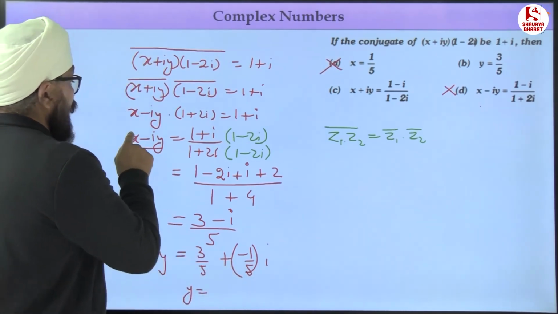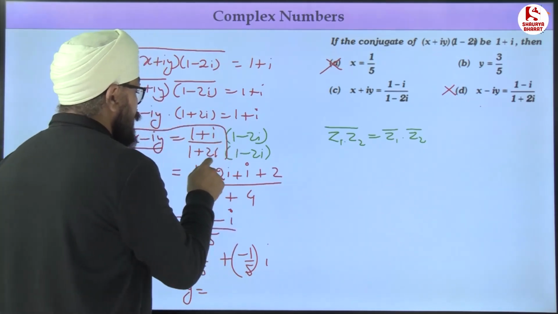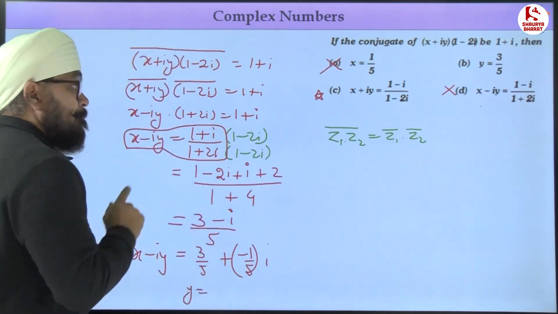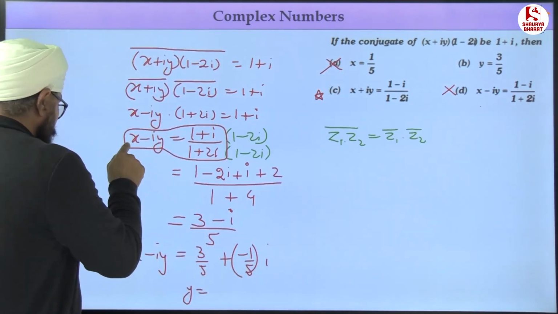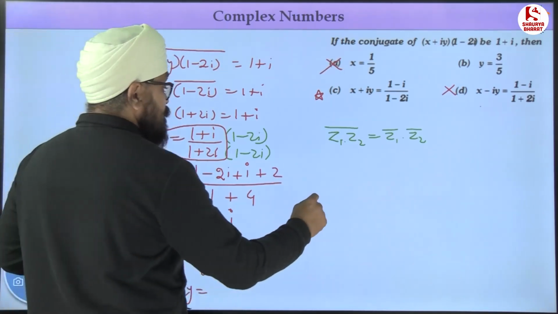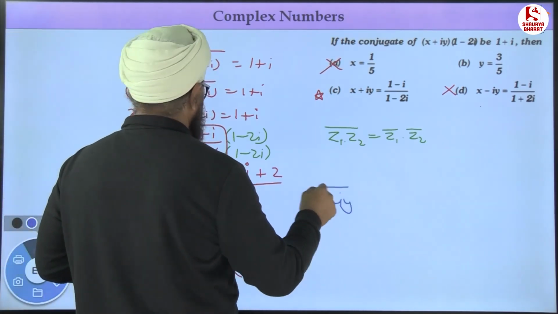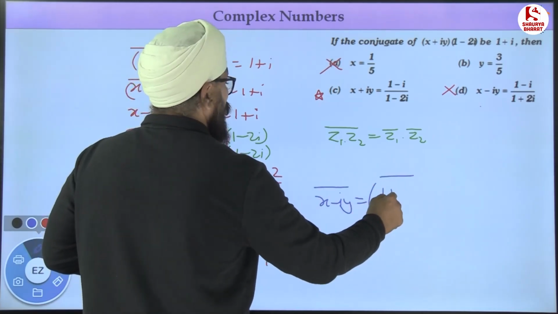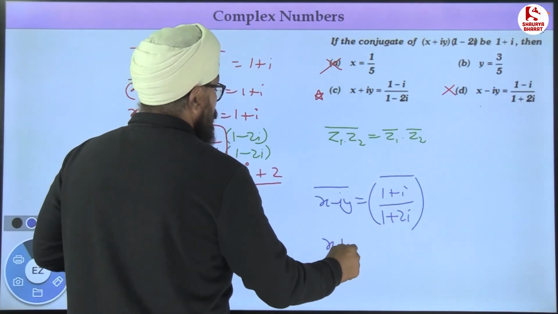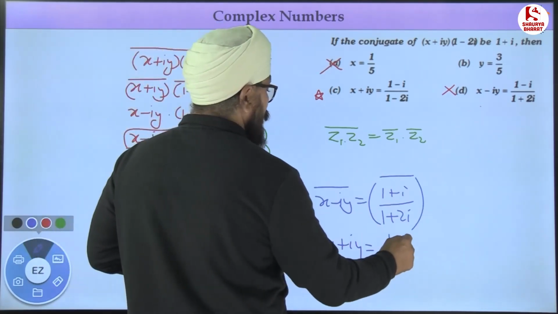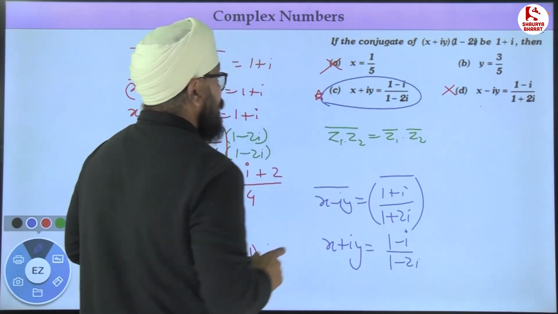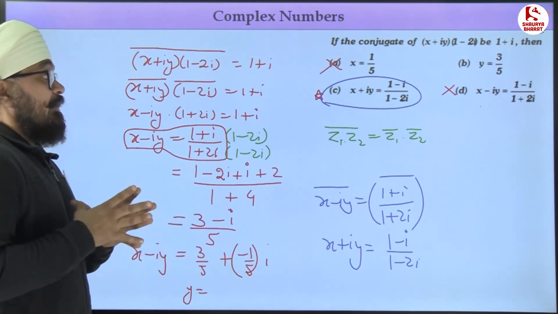So what I will do, after doing this thing, since we have to check what will be the answer, because one more part is left here which says x plus iota y. So for verifying this thing, I am going to take the conjugate again. So this becomes x minus iota y conjugate will be equal to the conjugate of 1 plus iota divided by 1 plus 2 iota. So this becomes x plus iota y, and this becomes 1 minus iota whole divided by 1 minus 2 iota. So we got the answer, but this we could have done directly also.